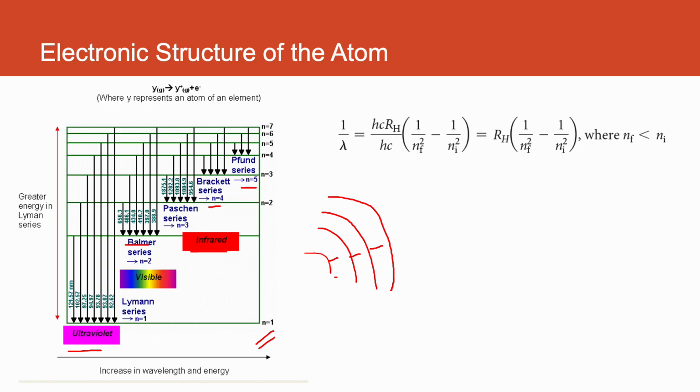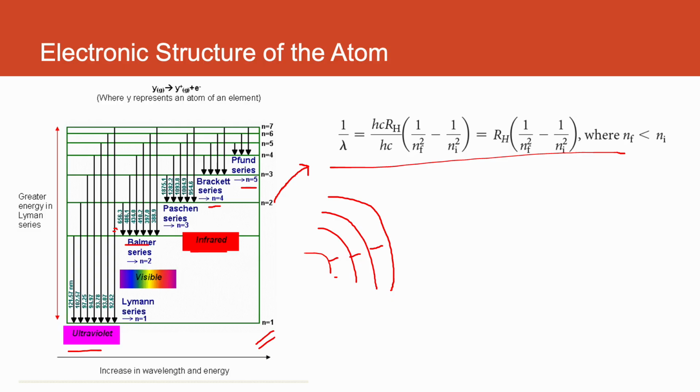Okay, so this wave number corresponds to the wavelength calculated when you start plugging in the nf and ni here in the Rydberg equation. It only works with a hydrogen-like atom such as helium plus.